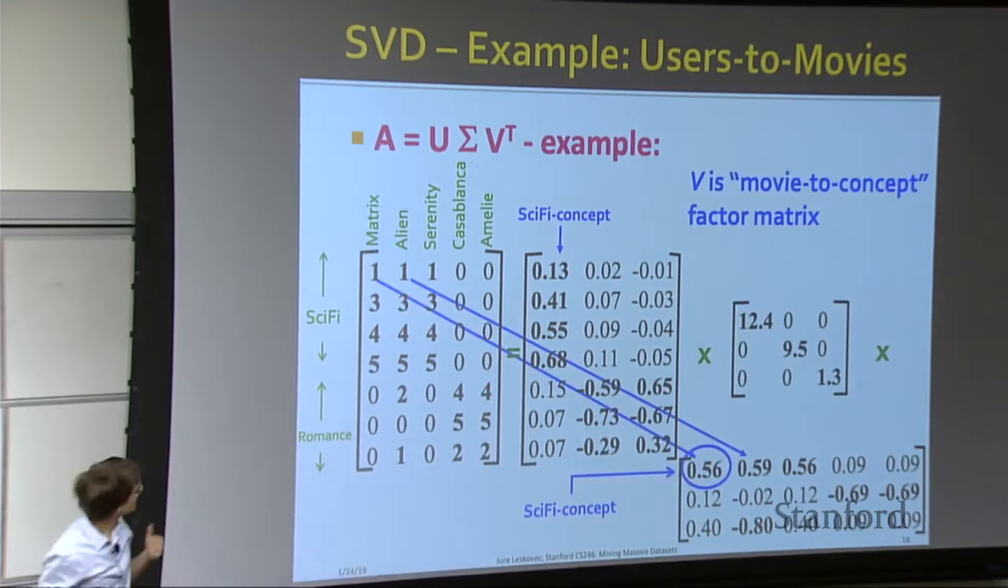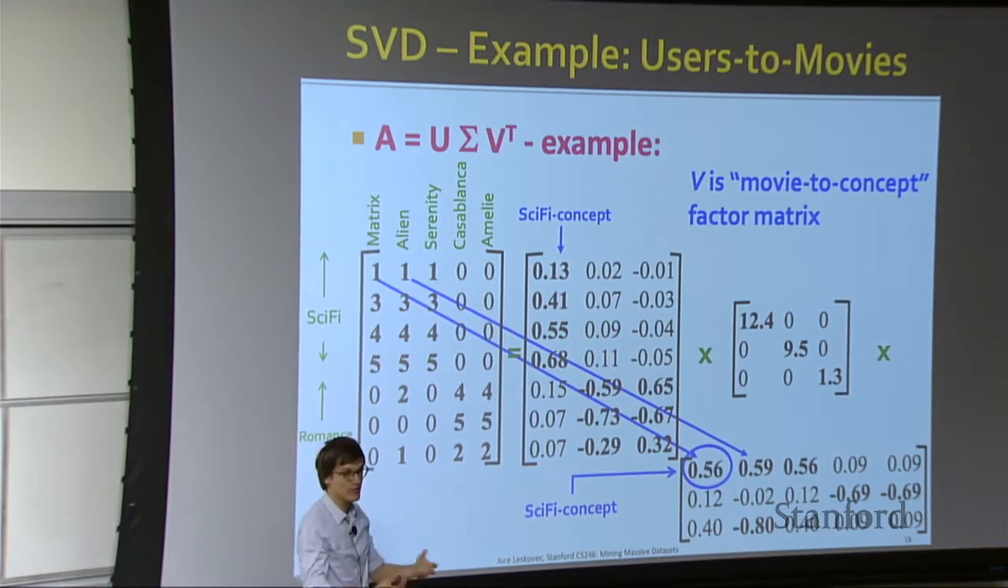And then, what is the matrix V? Matrix V is the movie-to-concept matrix.